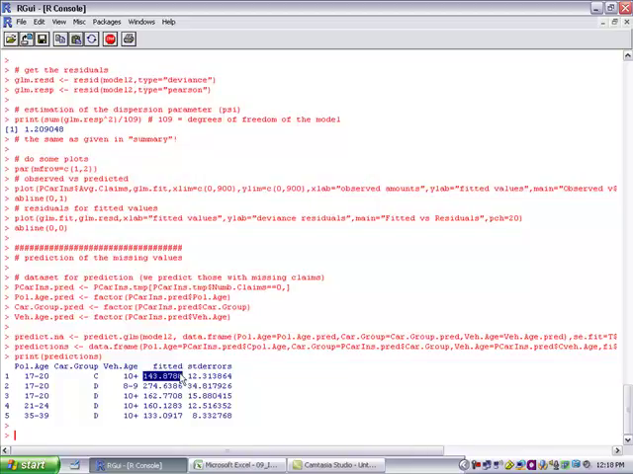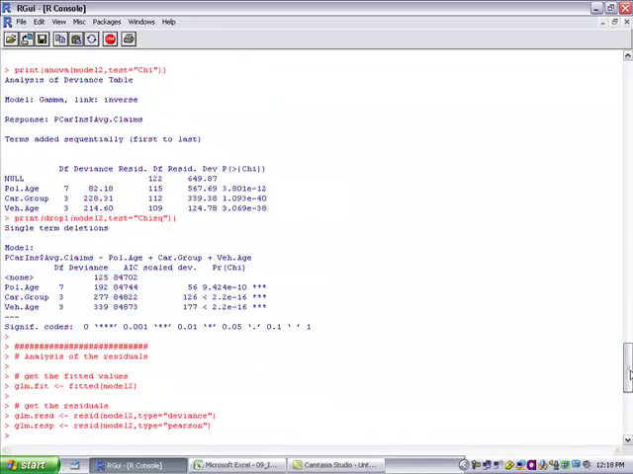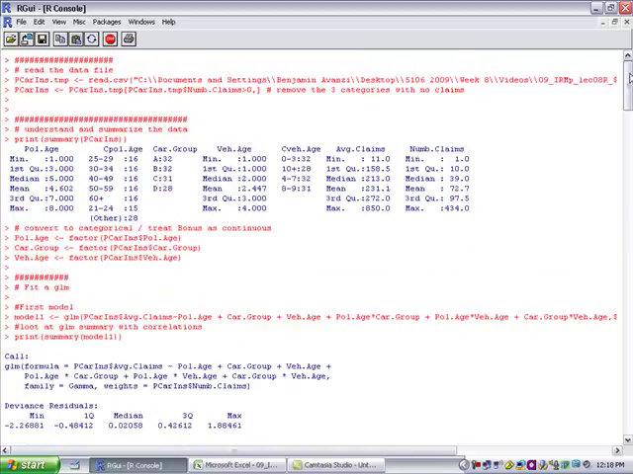That's the end of my illustration of how to fit GLM using R. So we've used the data set that was used in the lecture, so you can reproduce the results discussed.